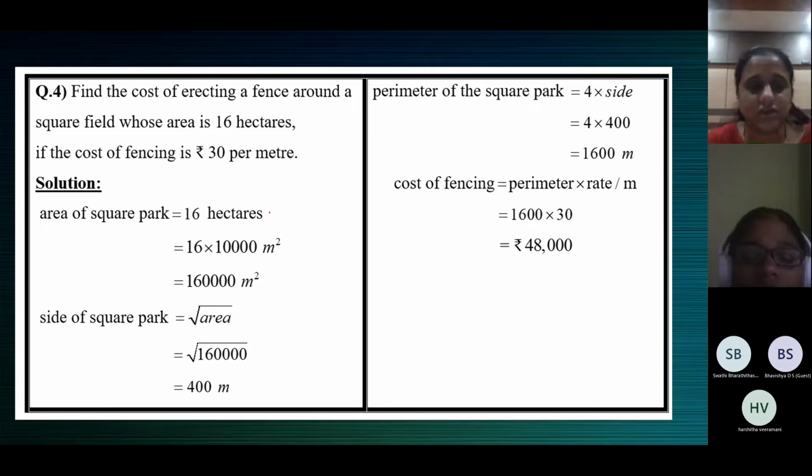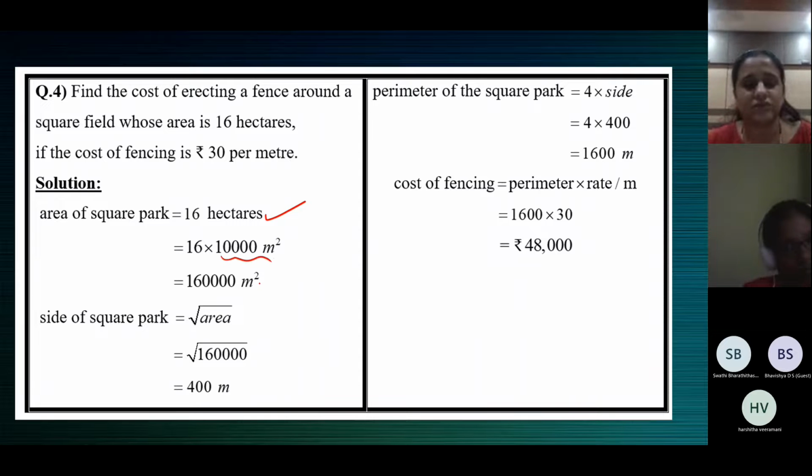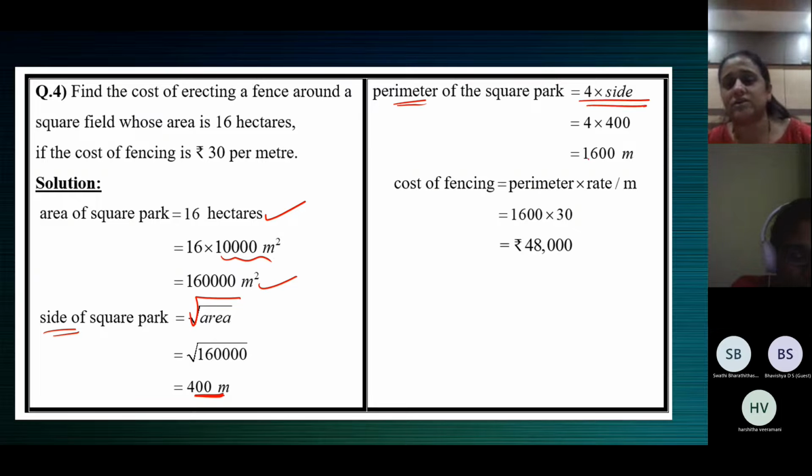So first, convert the area in hectares to meter square by multiplying by 10,000. That's the first step. Then you got the area in meter square. The square root of area will give you the side of the square park in meters. So 400 meters. Now you know the side. Next, find the perimeter, 4 into side. So you got the perimeter and find the cost: perimeter into rate. Rate per meter.